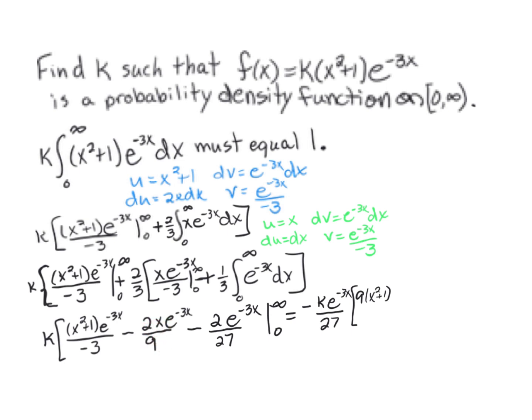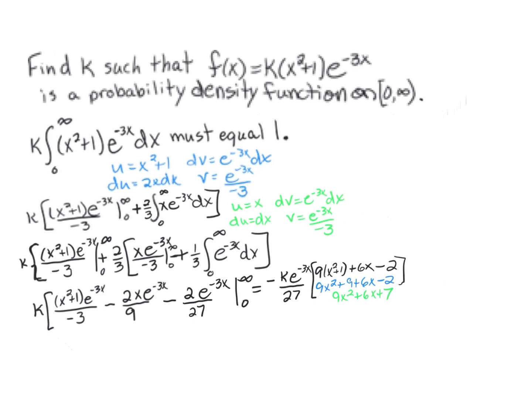Next, I have to multiply this guy by a 3. That's going to give me a 6x, positive because I factored out the minus. The last one, I factored out the e and the denominator. It's going to just give me a minus 2. Now I left myself a little room underneath: 9x squared plus 9 plus 6x minus 2. That's going to come out to be 9x squared plus 6x plus 7. Pretty cool stuff.